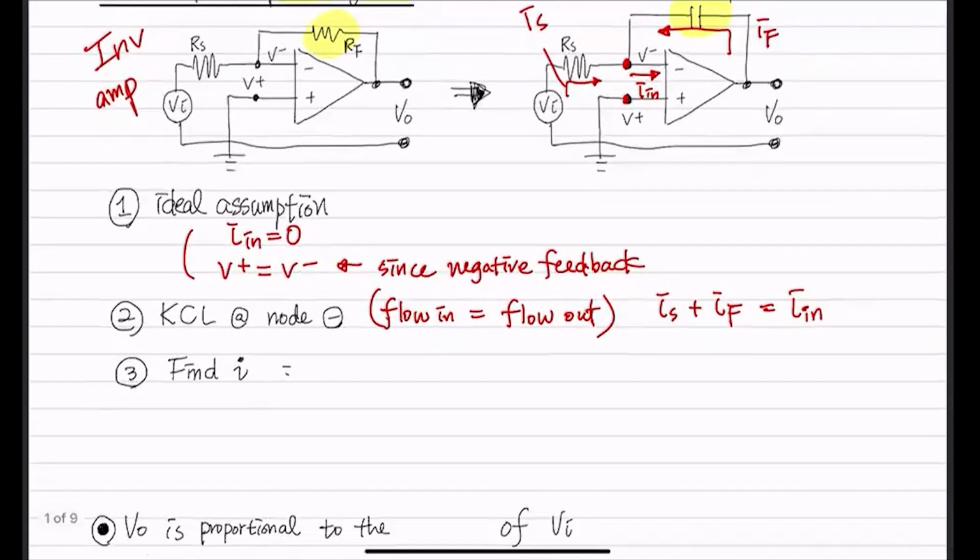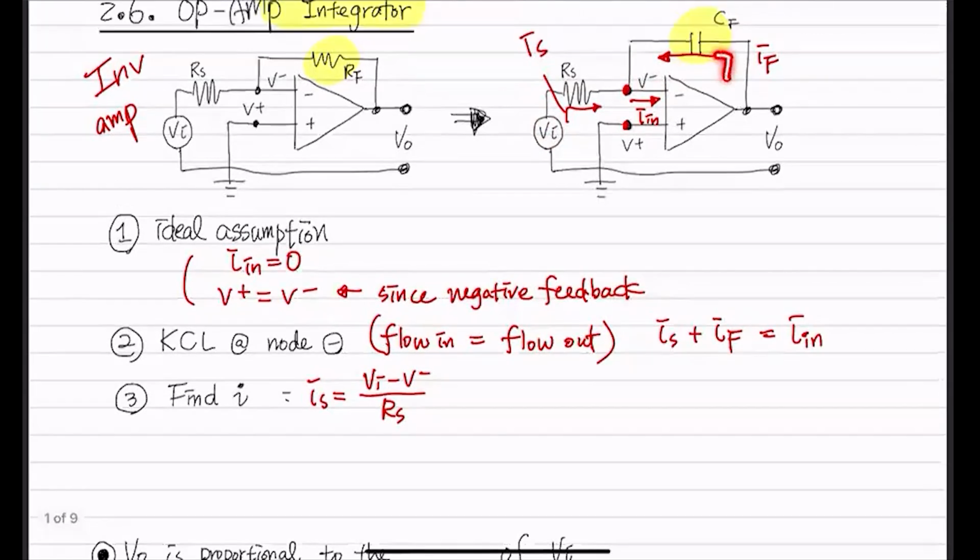And then the next step is to find these current values, right? Which is this one here, that one, and that one. So IS, it's going to be just the Ohm's law. So VI minus V negative. The voltage difference from here to there, it's VI here and V negative there, right? That is going to be divided by RS.